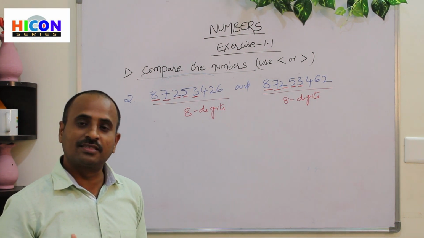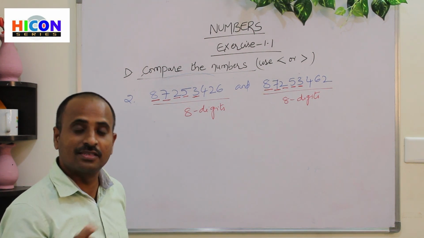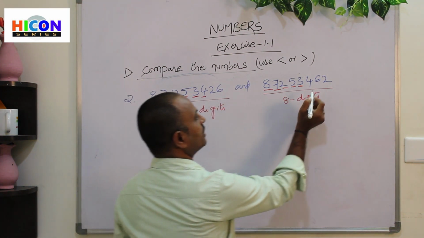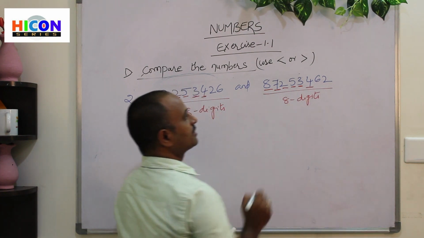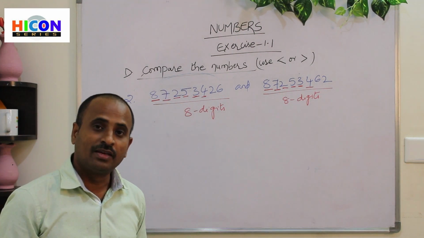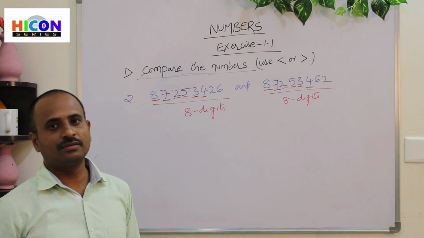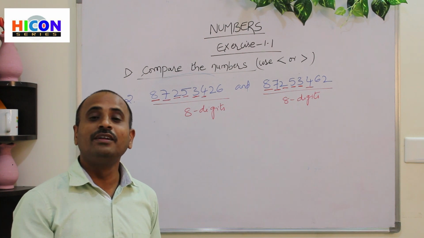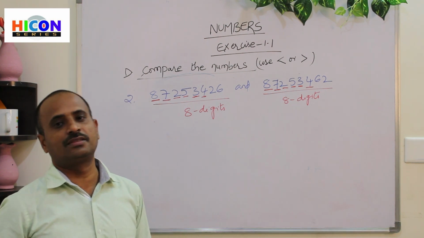Now go to the sixth digit in each number. Compare the sixth digit in each number. Here the sixth digit is 4. In the second number also the sixth digit is 4. So if the sixth digits are also the same, then compare the seventh digit. So children, in this process we have to continue until we get different digits.